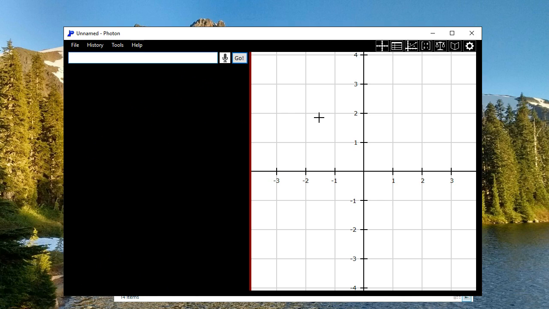Welcome back, guys, and today we're going to be talking about parametric equations and how easy they are to do in this graphing calculator. So let's just jump right into it.